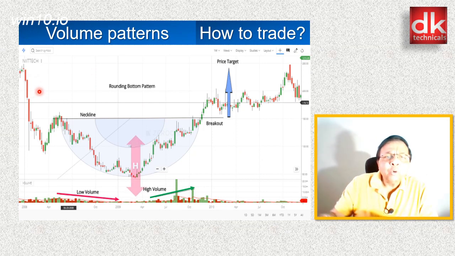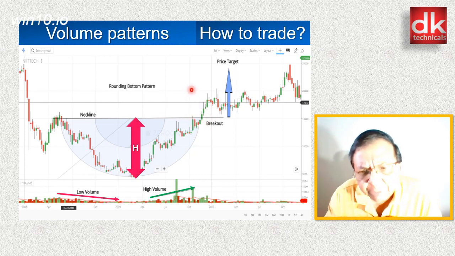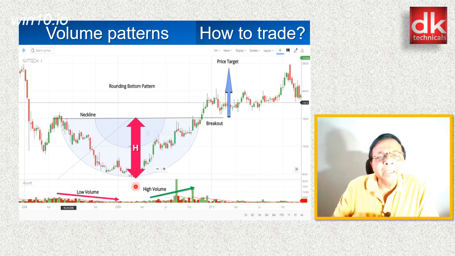So friend, what should be the trading style? The moment breakout takes place here, this is called the neckline, where price started falling from here, had fallen, formed a rounding shape, there is a breakout, and once we decide to make an entry here at the breakout point, after the breakout candle has been formed, we measure the height of the rounding bottom from the lowest point.